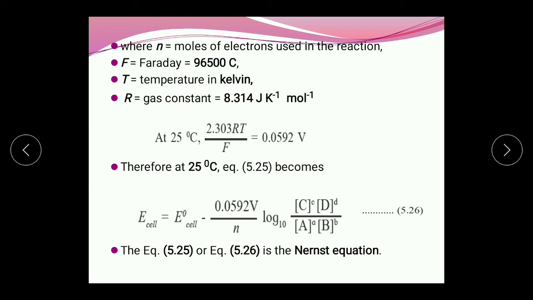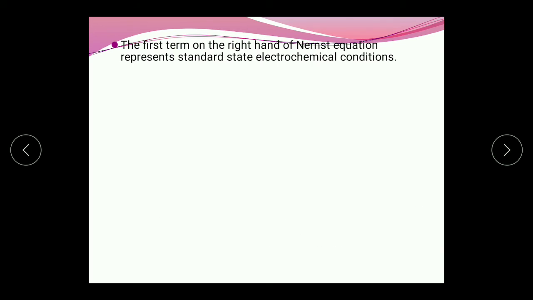The potential E cell can become E0 cell if all these concentrations, or this factor, becomes 1. Log of 1 will be 0. Then 0 into this, all this factor will be cancelled and E cell will become E0 cell. Then cell potential can equal standard cell potential if concentrations of reactants and products are 1 molar each. If all these concentrations are 1 molar each, then E cell can become E0 cell, which I have explained in this next slide.